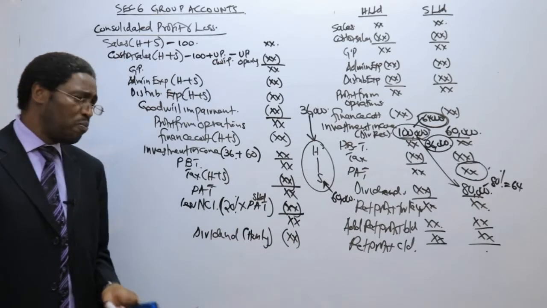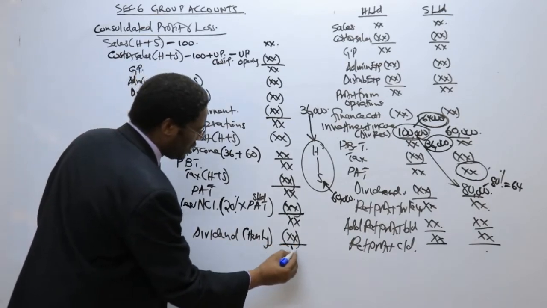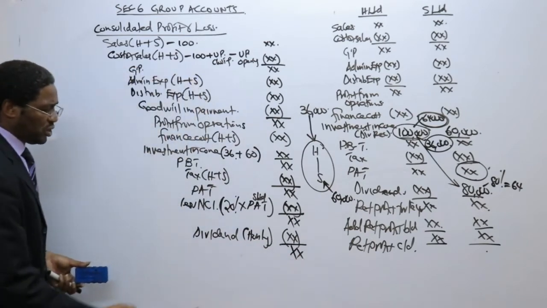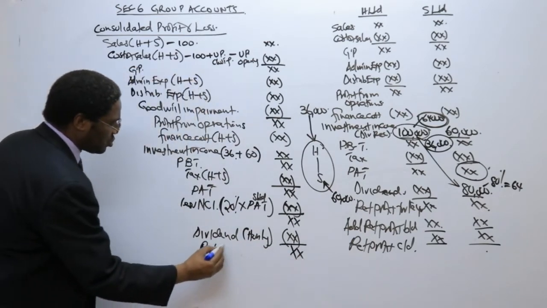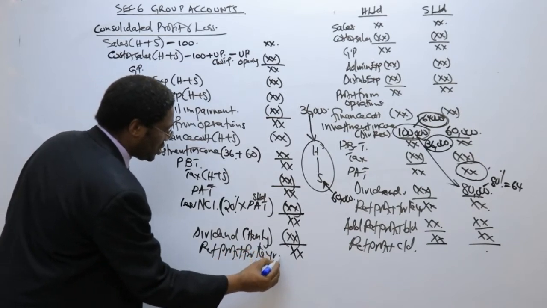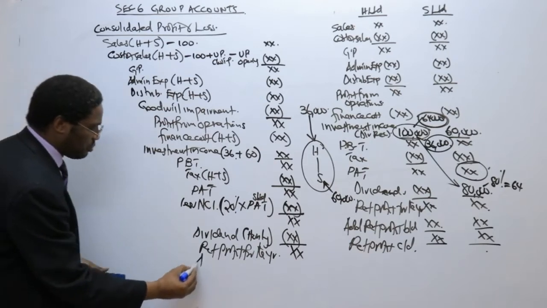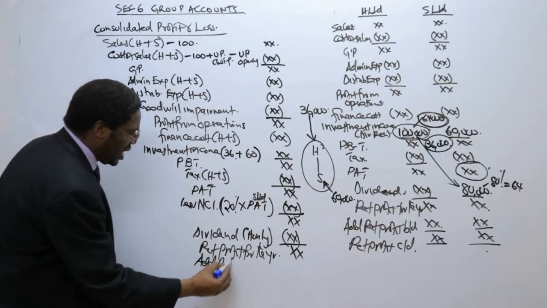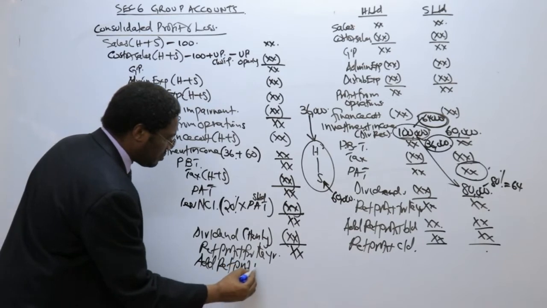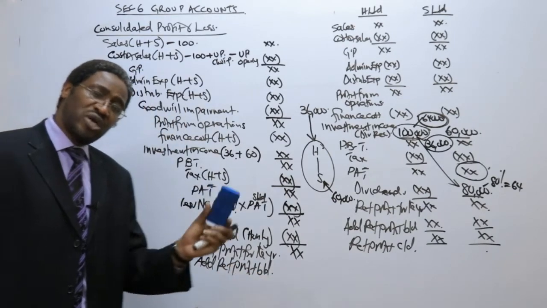I don't have to go back to the previous lesson. Then from there, we said once you minus the dividend, which is for the holding company only, you get what we call retained profit for the year. Then once you get the retained profit for the year, you now add what we call retained profit brought down. That one we also discussed.